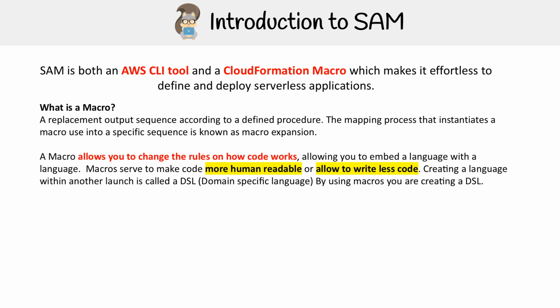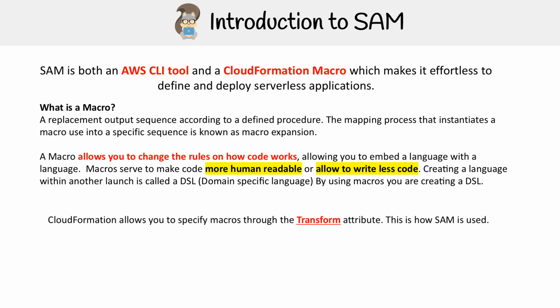I would say a macro allows you to change the rules on how code works, allowing you to embed a language within a language. Macros serve to make code more human readable or allow you to write less code. Creating a language with another language is called a DSL, a domain-specific language. And by using macros, you are creating a DSL.